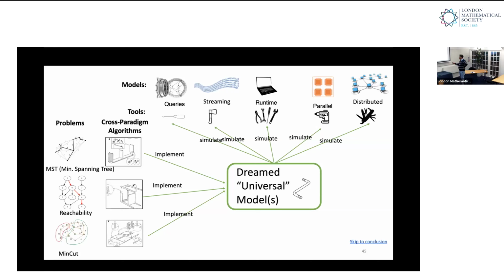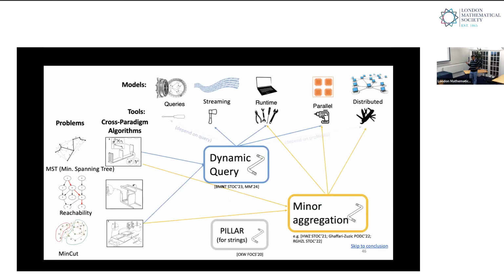Now, think of this like an interface, an abstraction, right? We don't quite have such a general universal model, but we have something very close to it. And I'm going to talk about two of them in this talk. One is called dynamic query, which is something that I and my co-authors are working on, and something called minor aggregation, which I have no part in that research. This is done by some other group, but nonetheless, this is also progress in that direction.